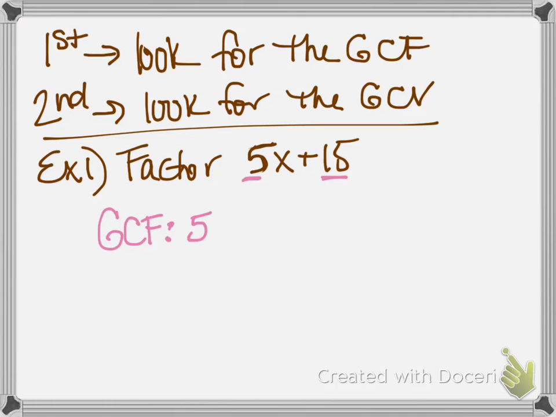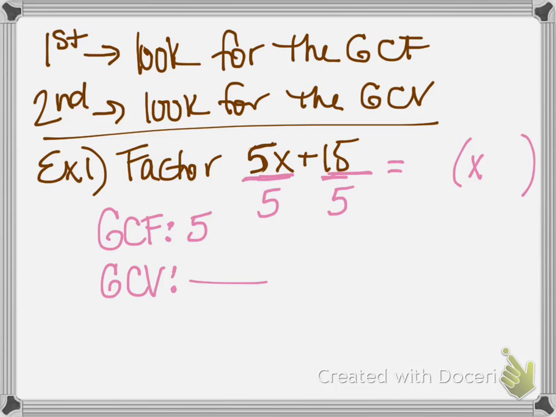Then I look for the GCV, greatest common variable. What variable do they have in common? Well, this one has an x, this one has nothing, so there is no variable that they have in common. So I take that greatest common factor, and I now divide that out of my term. And when I do that, I end up with 5x divided by 5 is just x, and 15 divided by 5 is 3. It's positive, so I get a plus sign. And this 5, my greatest common factor, ends up in front of the parentheses.